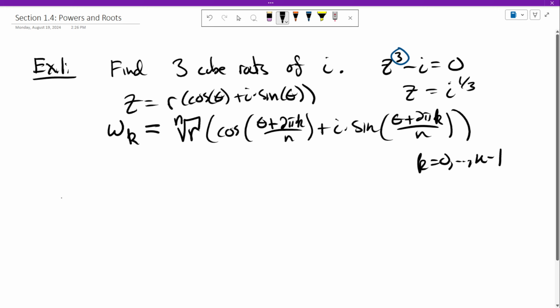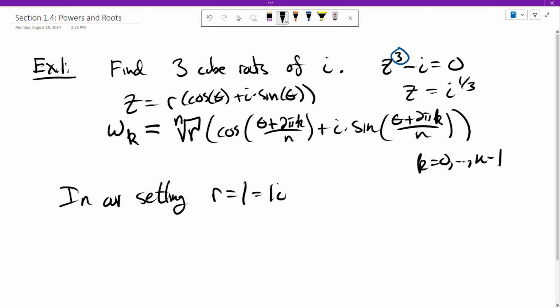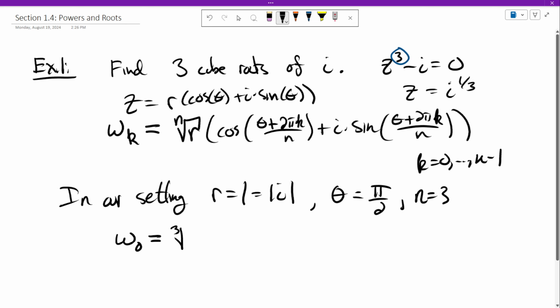All right, so in our setting, r is equal to 1, because that's the modulus of i. For theta, we can take as the argument pi halves, because i makes an angle of 90 degrees with the positive real axis. n is 3 because we're looking for cube roots. So we have our first root, which is going to be the cube root of 1. This is the real cube root.